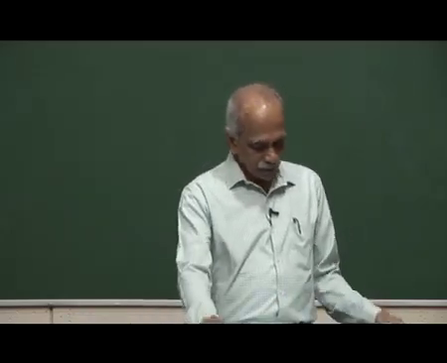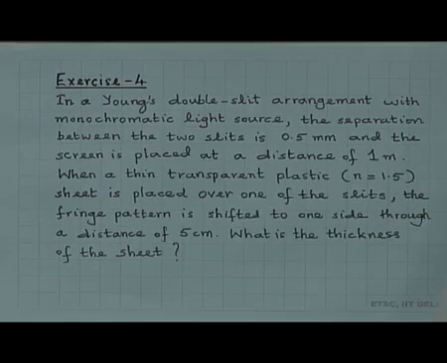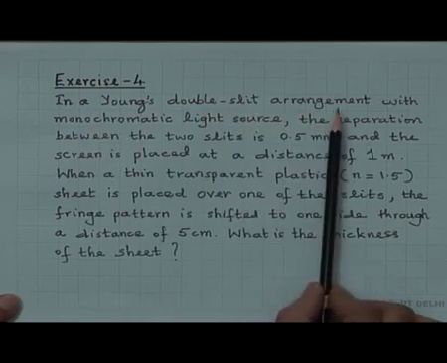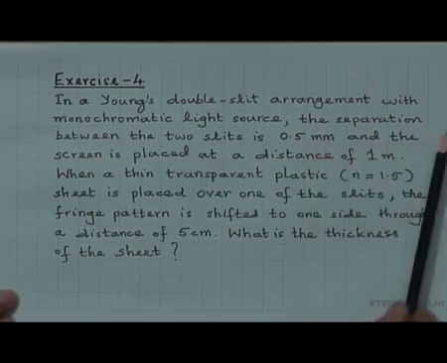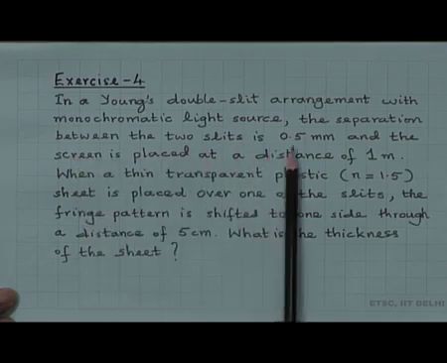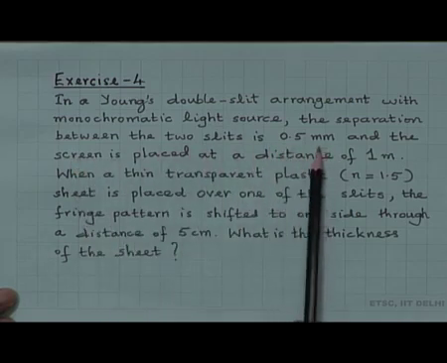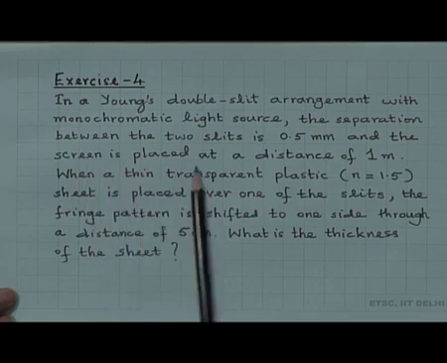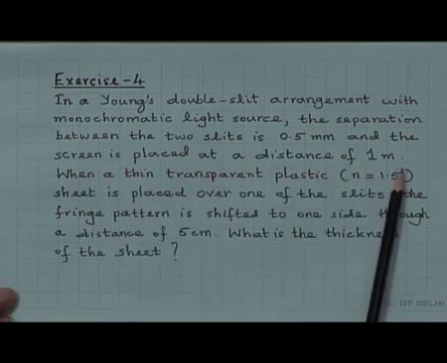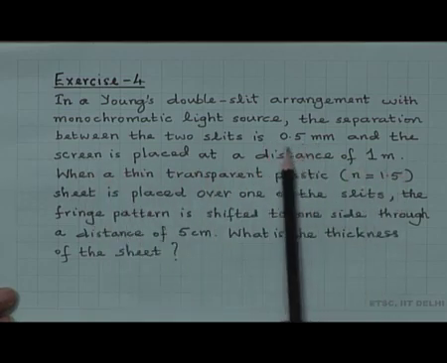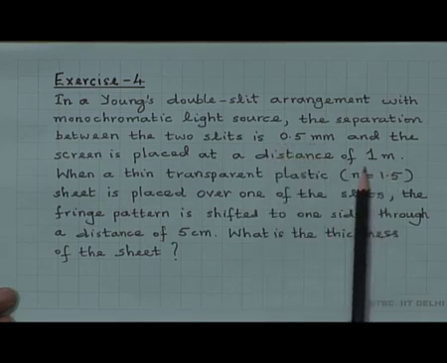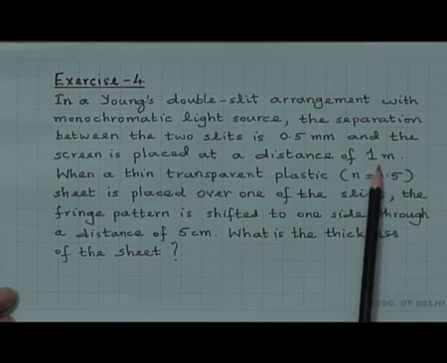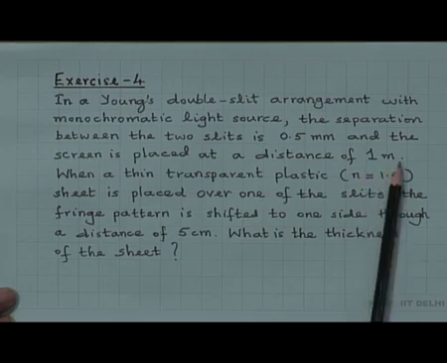So, here we have a Young's double slit arrangement with a monochromatic light source. The separation between the two slits is 0.5 mm and the screen is placed at a distance of 1 meter. So, we have already identified that small d is 0.5 mm and capital D is 1 meter, that is 100 centimeter or 1000 millimeter.